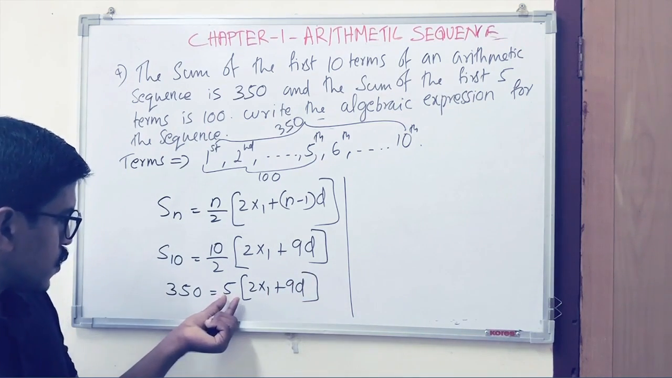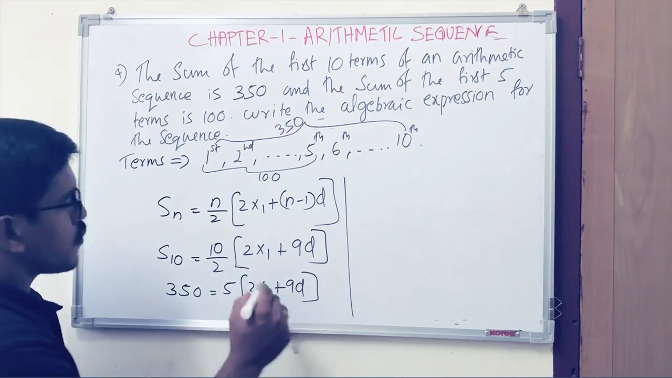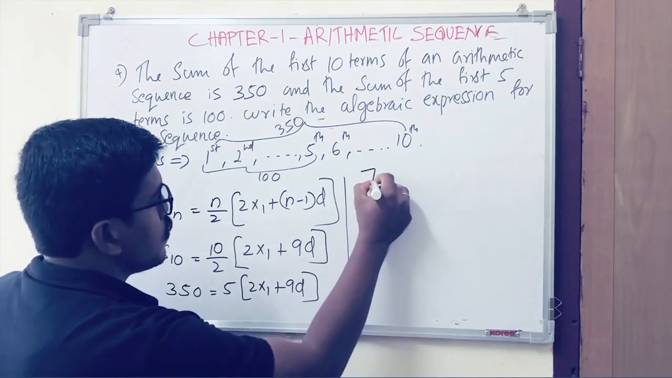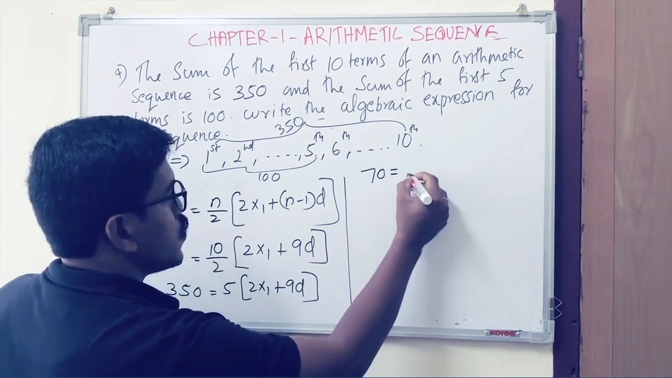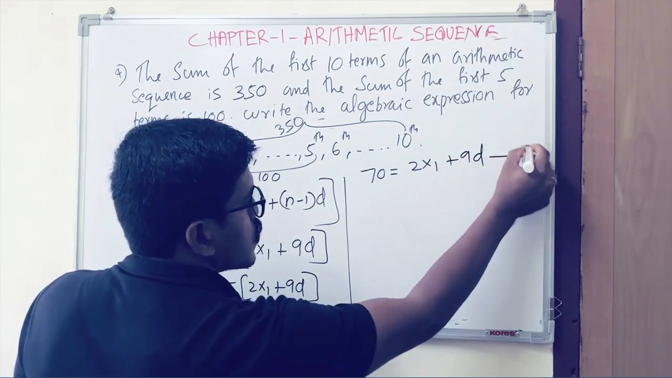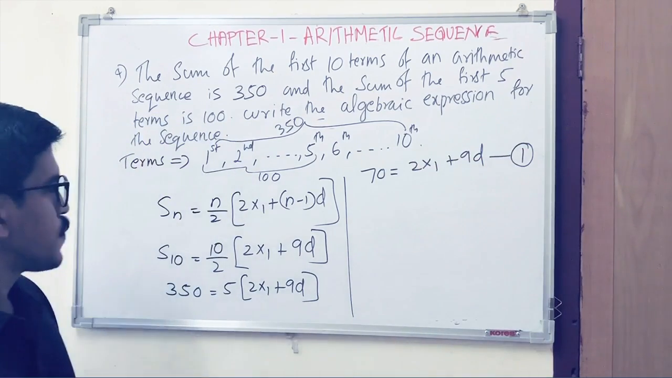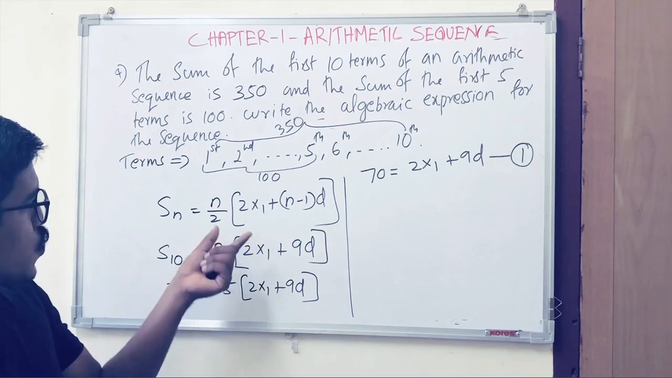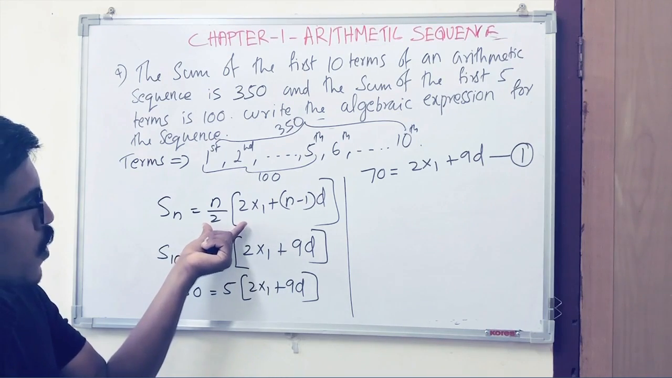If the 5 is coming to the left side, 350 by 5 is 70. So 70 is equal to 2x1 plus 9d. This is our first equation. Using this equation, we are going to find the next equation.